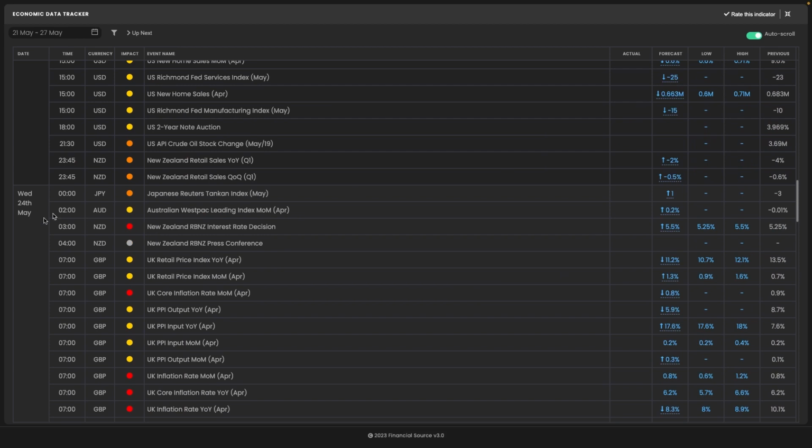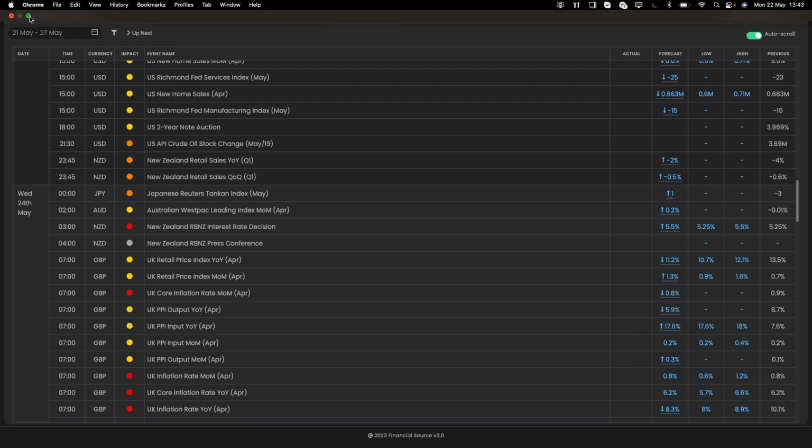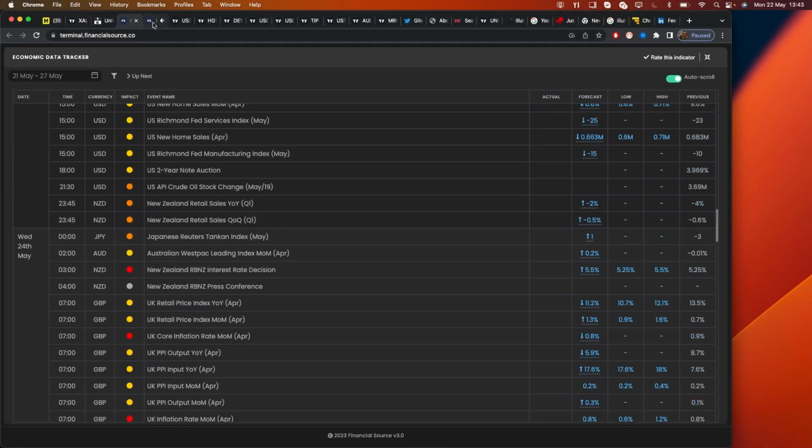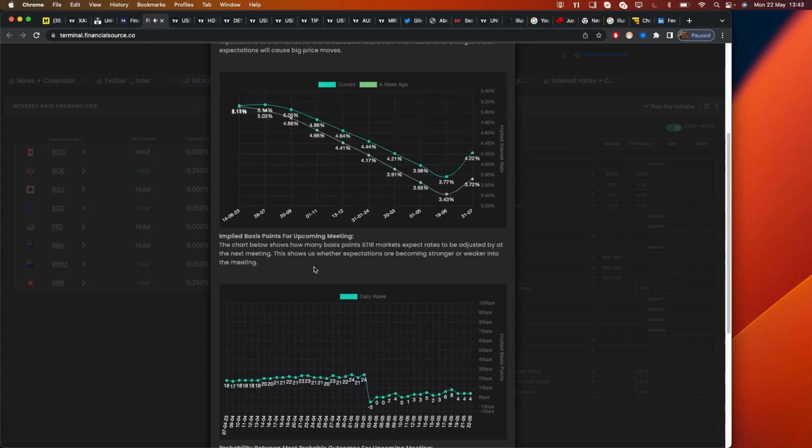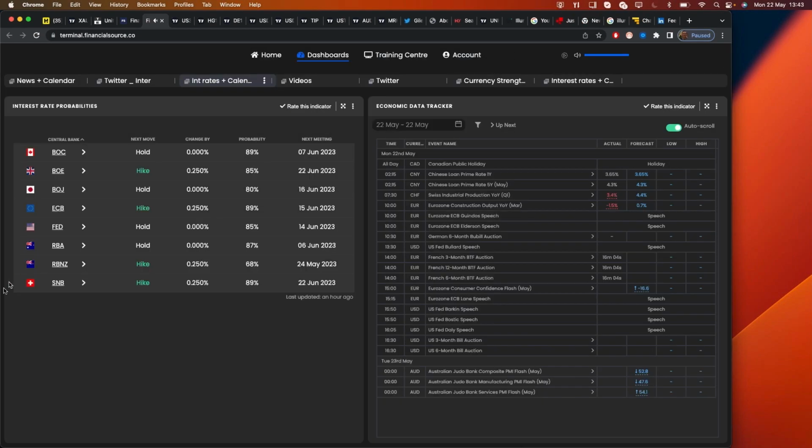Big decision, 24th of May, RBNZ interest rate decision. And there's one currency pair I'd look at, and that's the Aussie New Zealand dollar pair. So first of all, let's look at interest rate expectations. And you'll see something quite interesting.